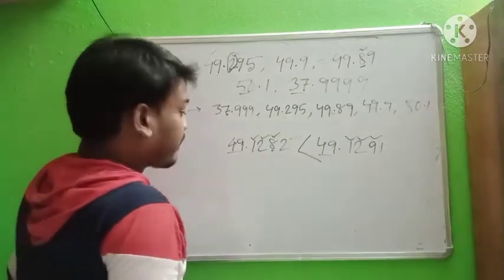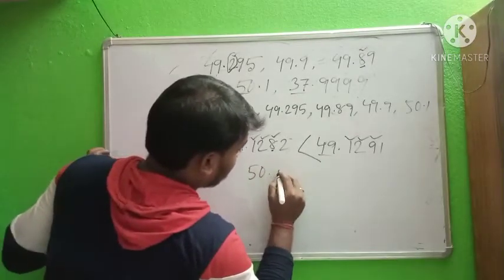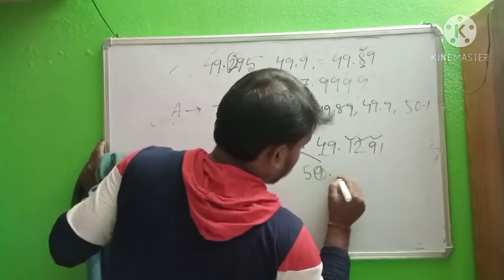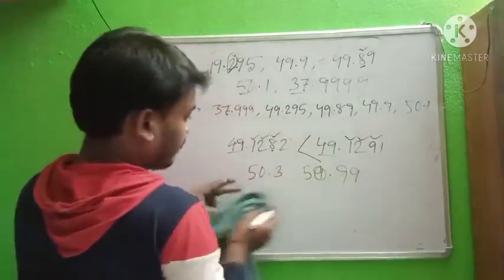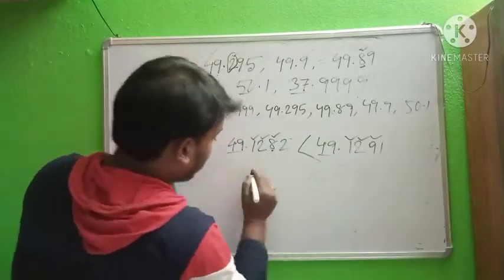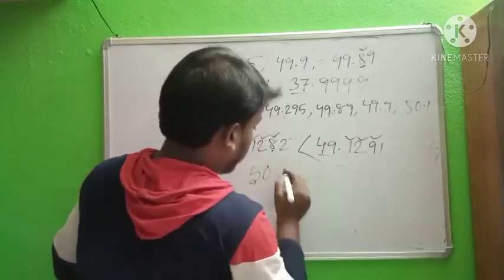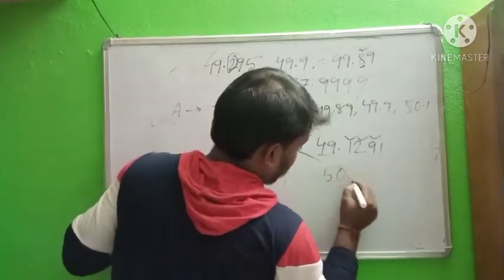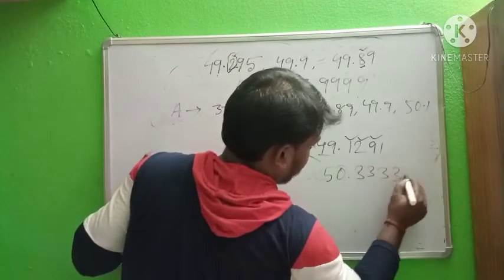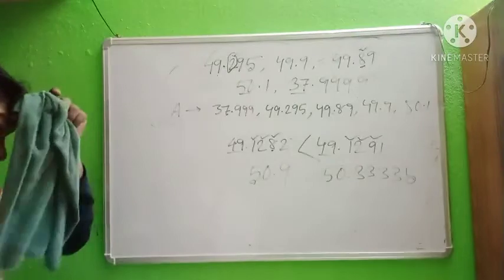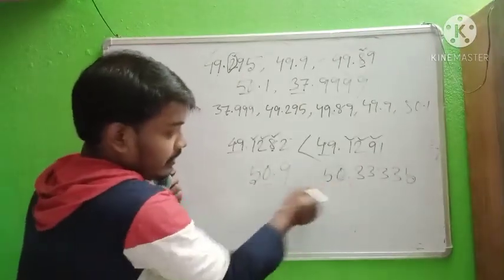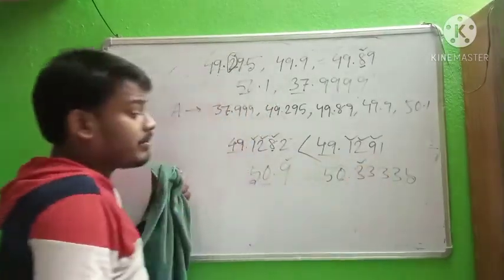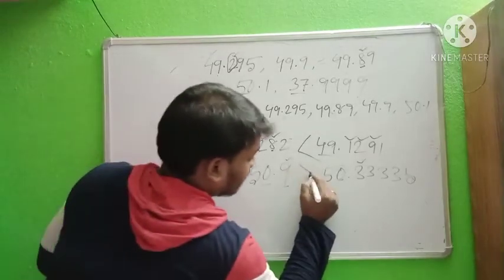Okay, another example: 50.3, 50.99, 50.9 and 50.3335. Which one is bigger? First we check that the whole number part is equal, then we check digit wise. First digit: which digit is bigger? 9 is bigger. That means this number is bigger.